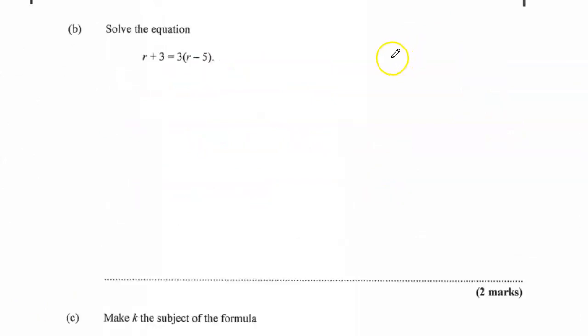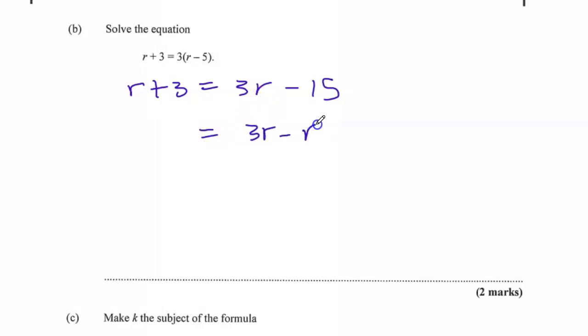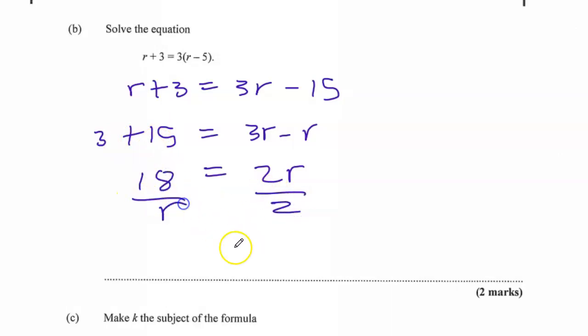Question 2b, solve the equation. So we can expand the bracket. So we have r plus 3 equal to 3 times r, that's 3r, and 3 times minus 5, that's minus 15. So we can group the like terms. I'm going to group the r on the right hand side. So I have 3r minus r, and I have positive 3 and positive 15 over here. So 3r take away r, that's 2r. 3 plus 15, that's 18. Divide both sides by 2. So r, divide both sides by 2.